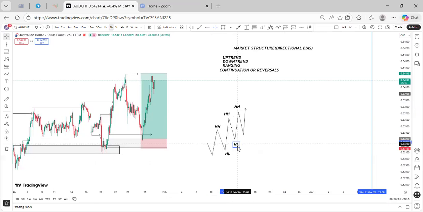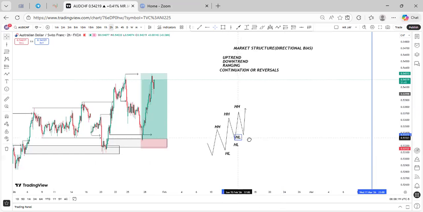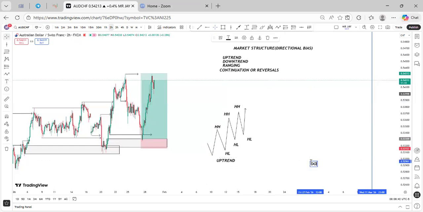Let me just be done with the uptrend, right? Let's try and take it one by one, so we just follow through. So this will be called uptrend, right? Uptrend. All right. So now we move on to the next one, which is the downtrend. Right? So what does a downtrend look like?